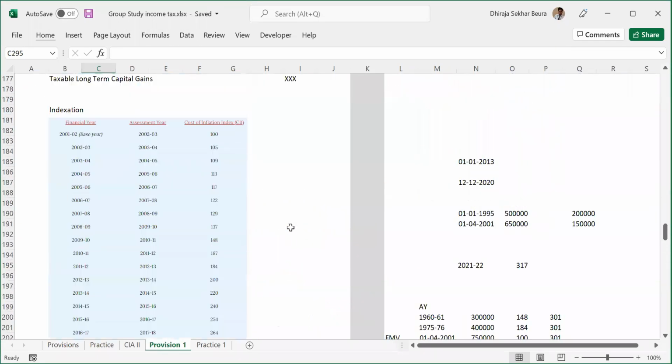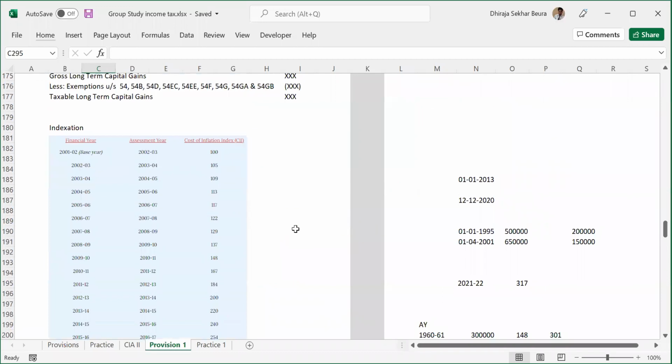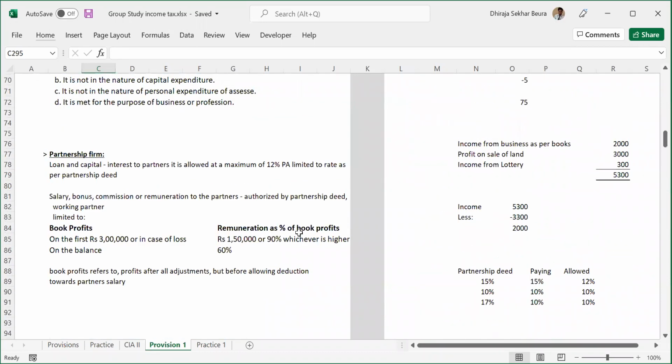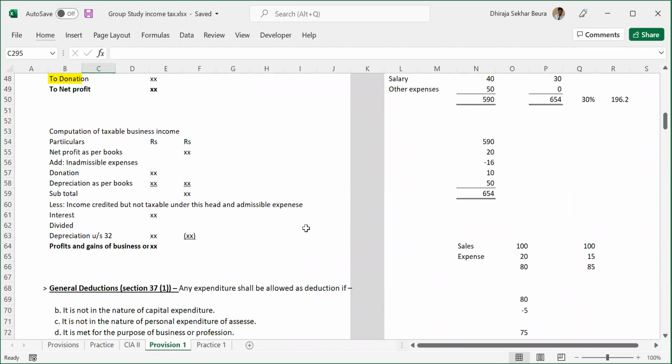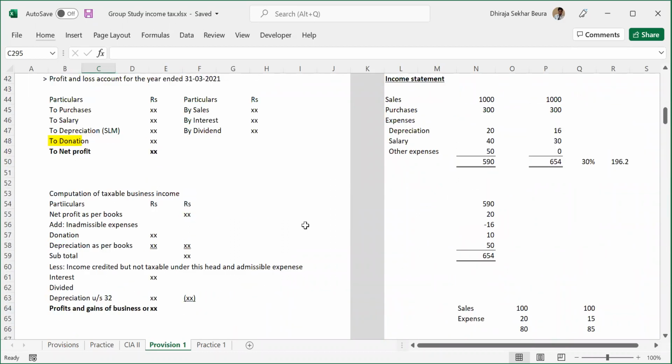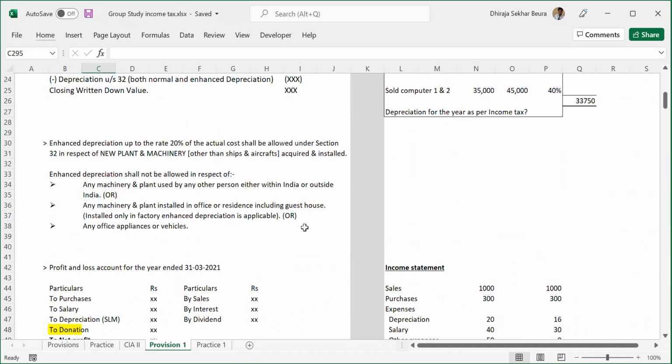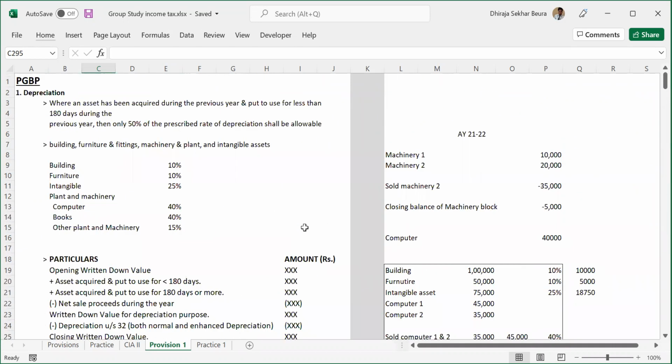So we have covered, up until now, PGBP, and then we have covered most of the concepts of capital gain. Let's revise a few concepts first, then we will bring in new provisions.